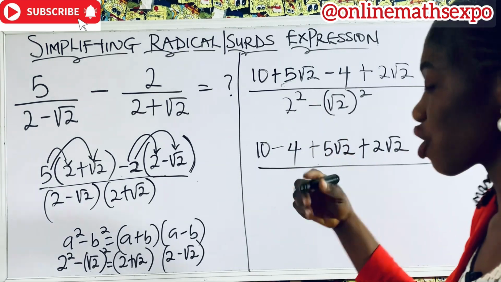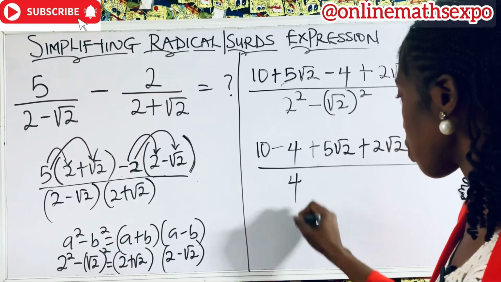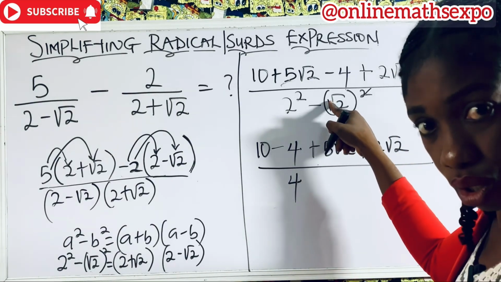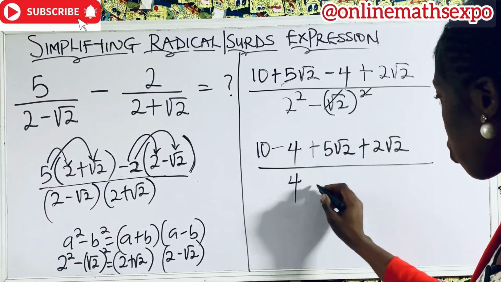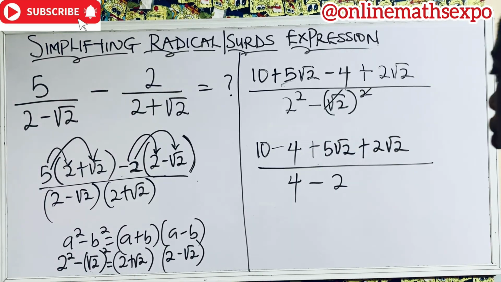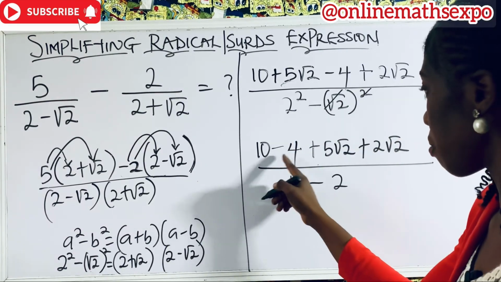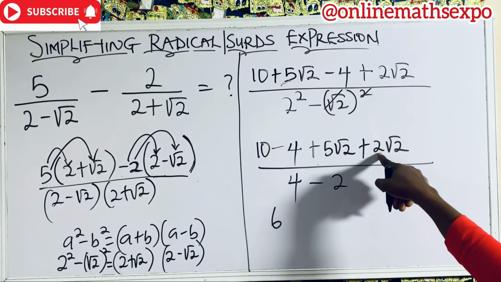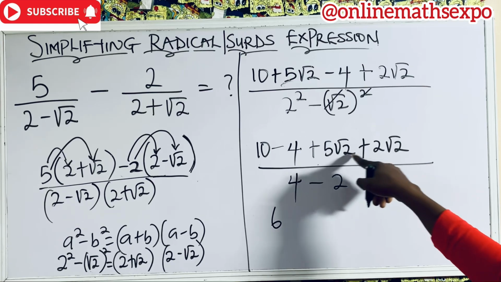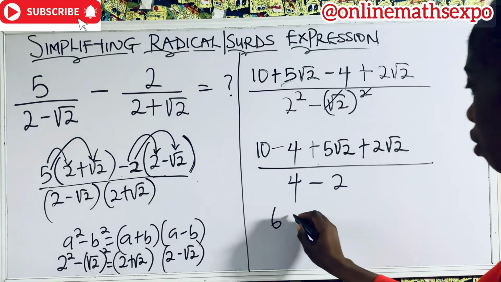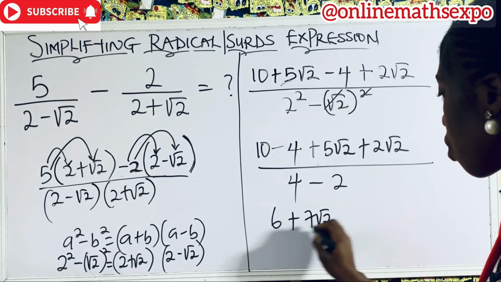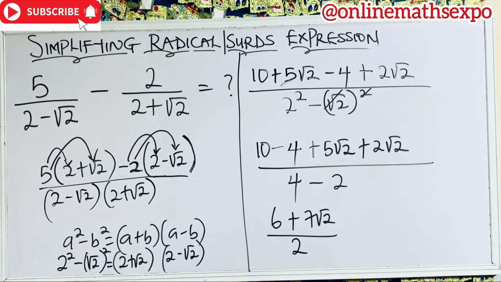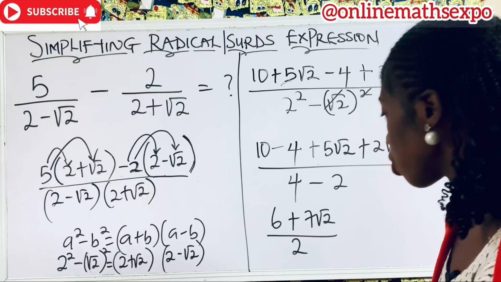2 raised to power 2 is 2 times 2 to give us 4. And these two will cancel because this is a square root. So it will cancel the square root, you'll be left with 2. So this is going to give us 10 minus 4 will give us 6. Then remember we said coefficient is what we are adding since the radicands are the same. 5 plus 2 will give us 7 root 2 over 4 minus 2 will give us 2. Is that clear? So what do you do now?